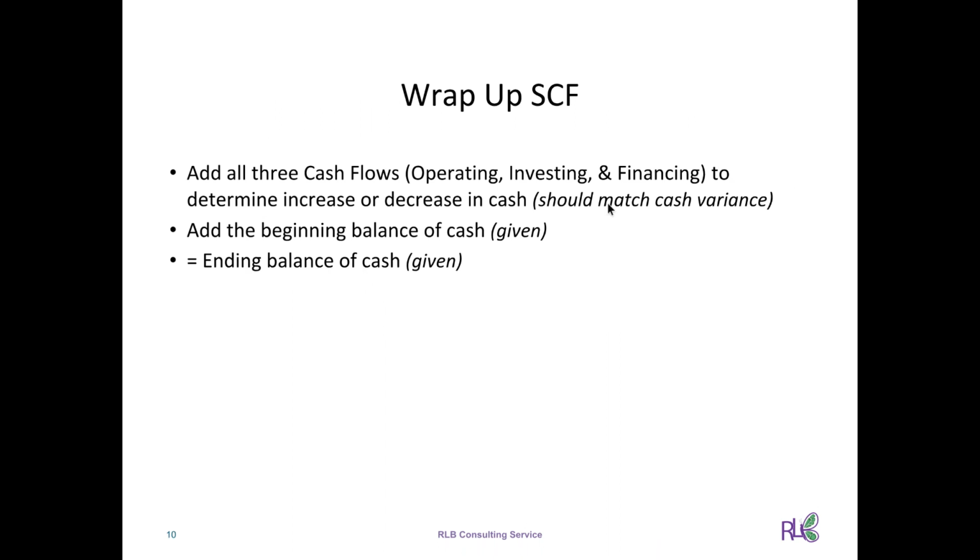Lastly, you will take all your totals and add them together. So you will have operating cash flows, investing, and financing. Add all three together. This will determine whether your cash increased, your change in cash, or if it decreased. This should match the variance when you calculated the difference in cash that was given. Then you will add the beginning balance, and then your ending balance should be the cash that was given for the latter year. Remember, the beginning is the former year.